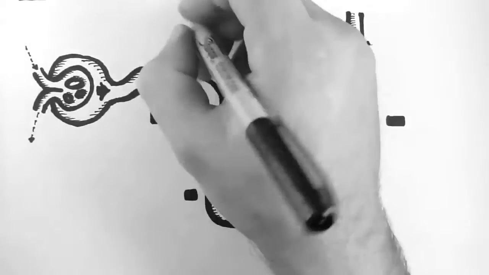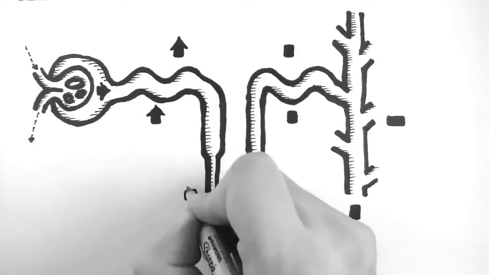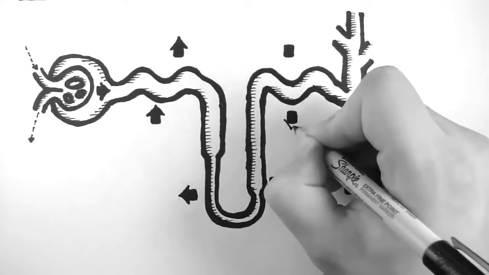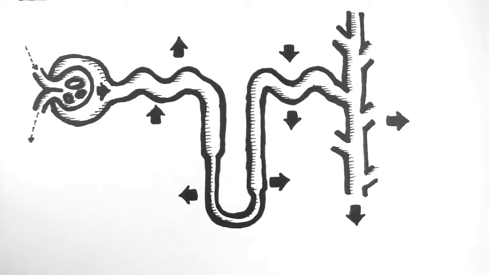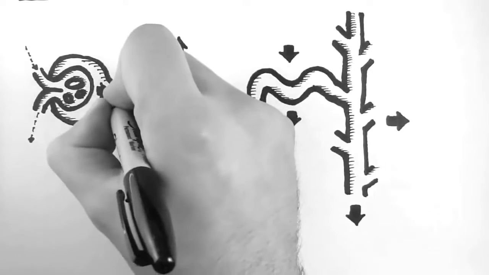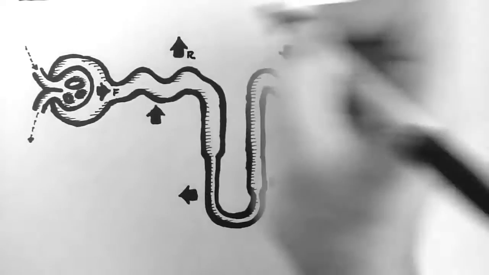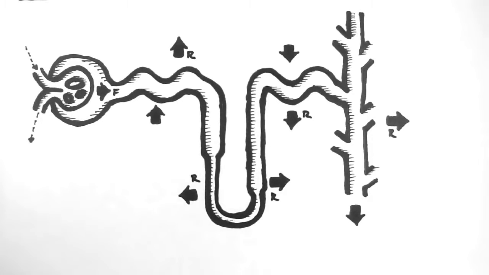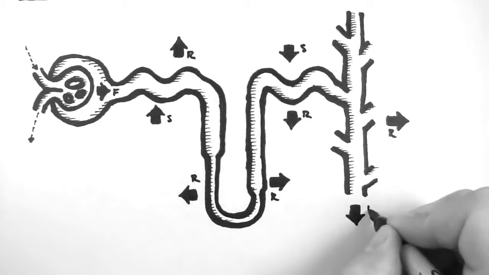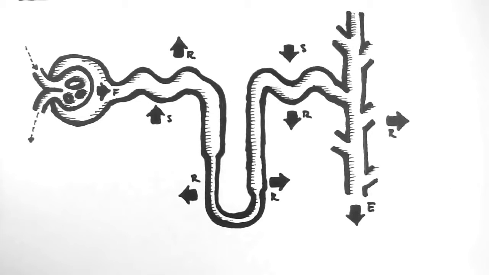Filtration is the major way in which stuff gets out of the blood and into the nephron. Then, as this filtrate moves along the nephron, stuff can get added to it or removed from it. In general, more stuff gets removed from it than added to it. So I'll just label these arrows. F is for filtration, R is for reabsorption, which is the movement of stuff back into the blood. S is for secretion, which is the movement of stuff from the blood into the nephron. And E is for excretion, which is the urine on its way to the bladder.